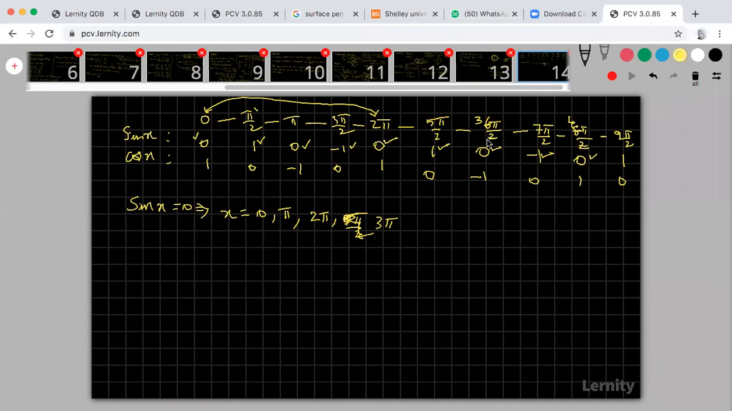This is cancelling this, we'll get 3 pi. Similarly 4 pi, 5 pi, every angle. If your angle is 0 or pi or 2 pi or 3 pi or 4 pi, the sine of that angle is 0. Please try to understand. So this is in general, I'm writing in general.